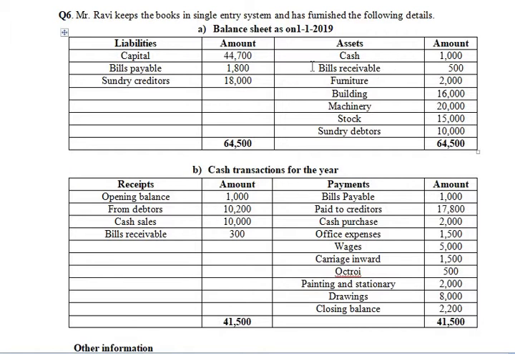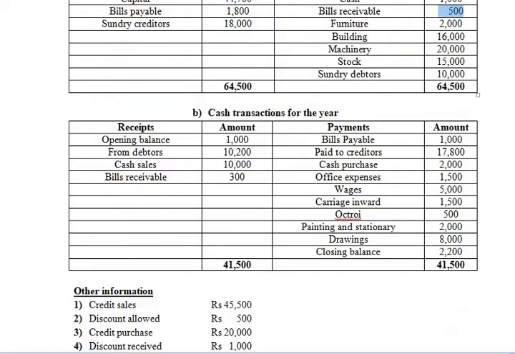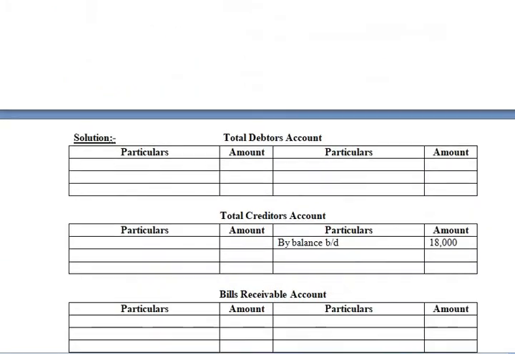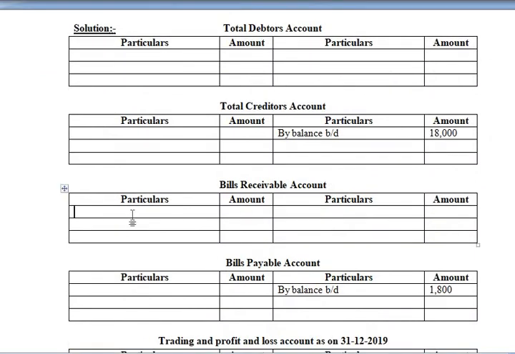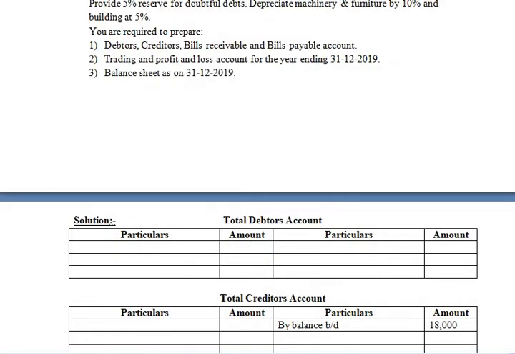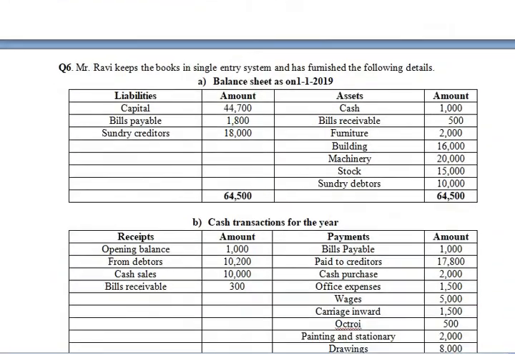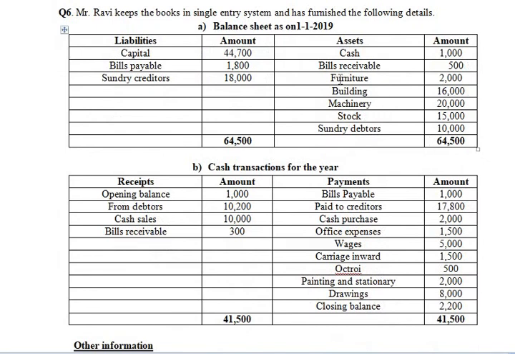Next, bills receivable 500. Now this is nothing but again to be taken to bills receivable account, and that is nothing but the opening balance of bills receivable. So let's go to bills receivable account, and what will be the transaction here? To balance brought down. Okay, and then the amount 500 rupees. Okay, next, after bills receivable, the next is amount of furniture, building, machinery, and then stock and so on.